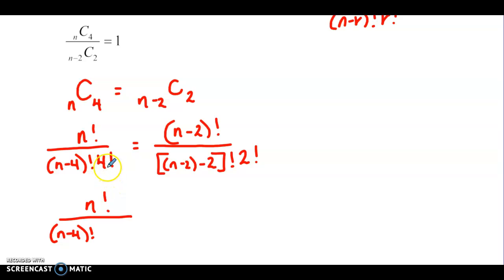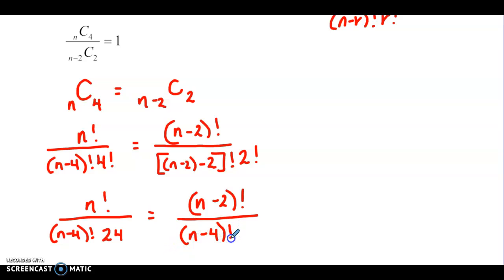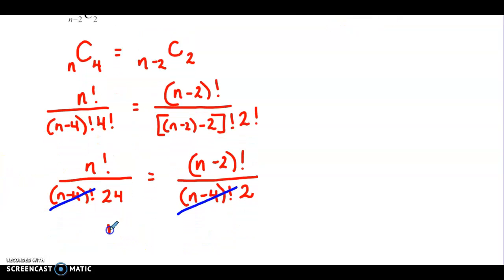This simplifies. 4 factorial is 24. And we can simplify the other side. n minus 2 minus 2 is n minus 4 factorial times 2 factorial, 2. We can see that n minus 4 factorial on both sides can cancel each other out. We have n factorial divided by 24 equals n minus 2 factorial over 2.